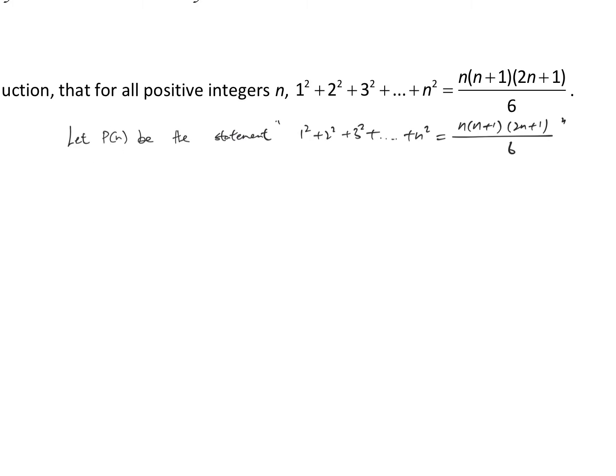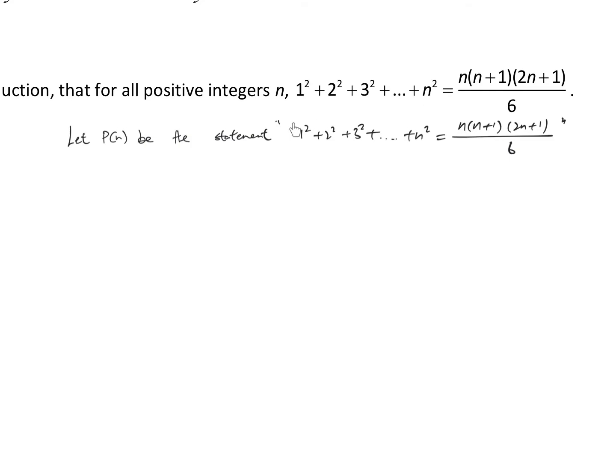When n is equal to 1, what is the statement? What is the meaning of n is equal to 10? 1 square plus 2 square plus 3 square up to n square. If n is equal to 10, that means 1 square plus 2 square plus 3 square plus up to 10 square is equal to 10 times 10 plus 1 times 2 times 10 plus 1 over 6. How about n is equal to 4? That means 1 square plus 2 square plus 3 square plus 4 square is equal to... How about n is equal to 2? That means 1 square plus 2 square.